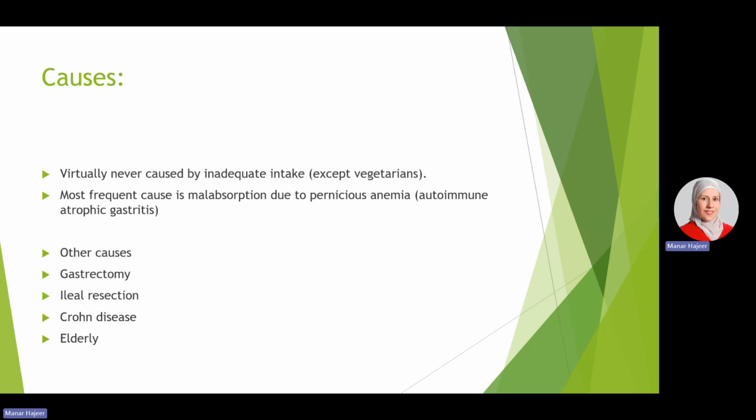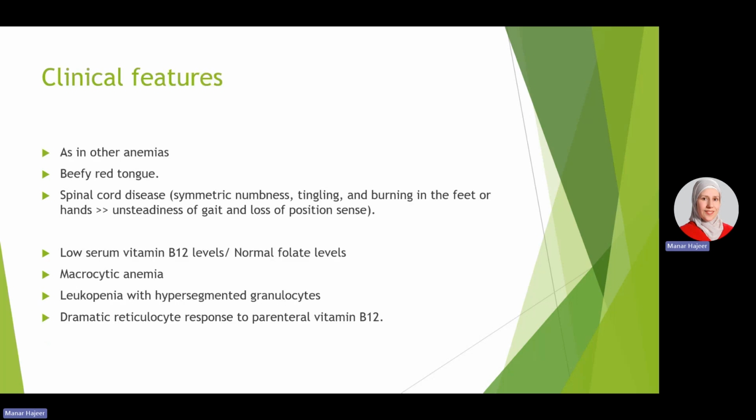Other causes are gastrectomy, because the gastric juices are important in the absorption process, and the parietal cells are important in the synthesis of the intrinsic factor. Ileal resection, because the terminal ileum is the site for absorption. Crohn's disease, which is one of the chronic inflammatory bowel diseases, also affects the terminal ileum, so patients with inflammation of this part will have malabsorption. And elderly patients. The clinical features are as in other anemias, like weakness, fatigability, and pallor.